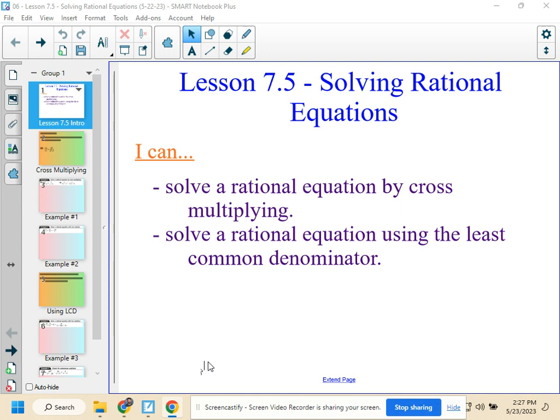All right, here we go. Welcome to lesson 7.5 notes, solving rational equations. Last lesson of chapter 7.